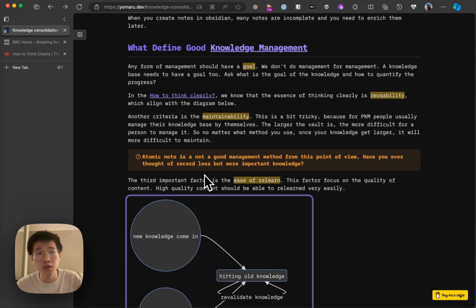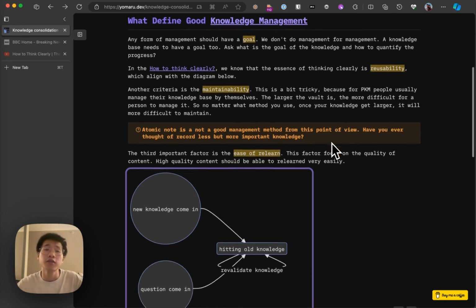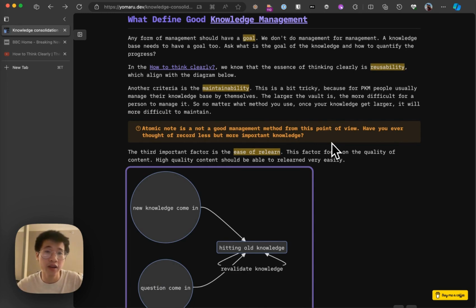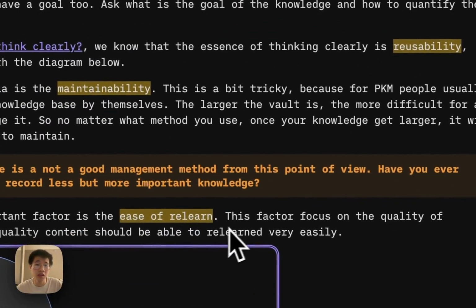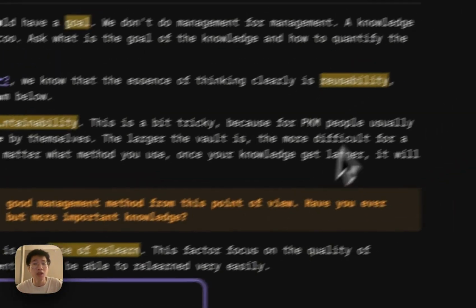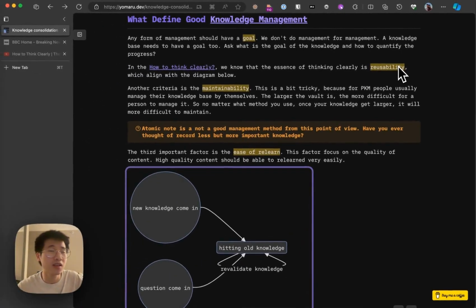The goal of knowledge management is to extract value from the existing knowledge, and we never do management for management's sake, because management itself has no value. We have to understand that knowledge management needs its own goal so that we can quantify and qualify the process, right? So I have three criteria for what I mean by good knowledge management, which are reusability, maintainability, and ease of relearning. First, reusability is easy to understand.